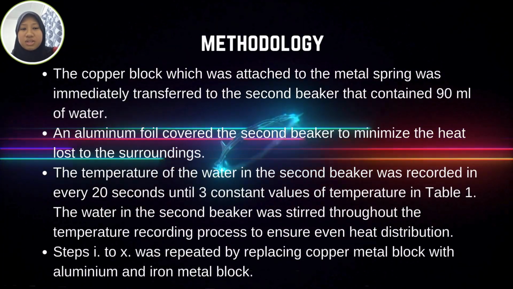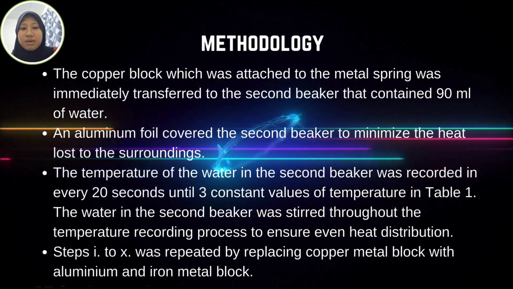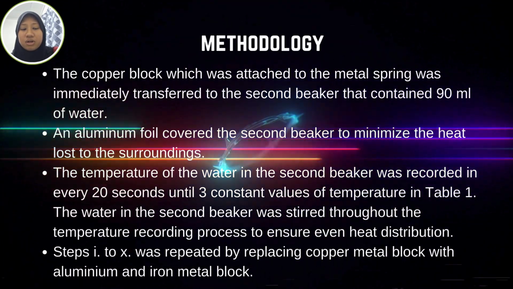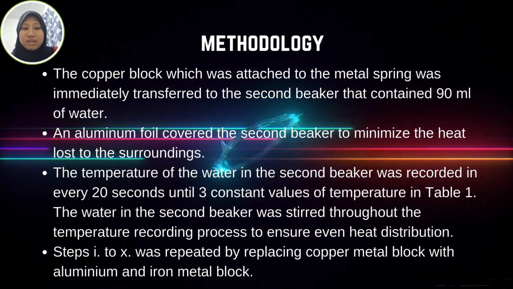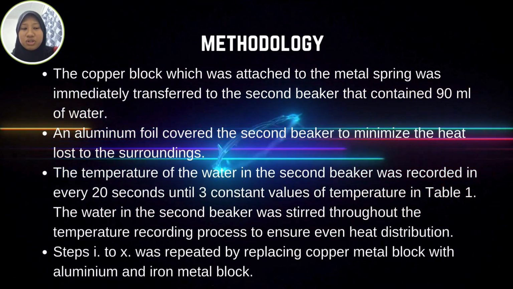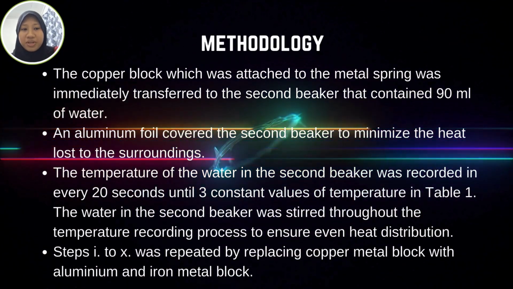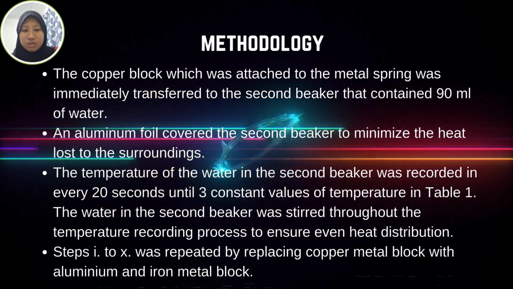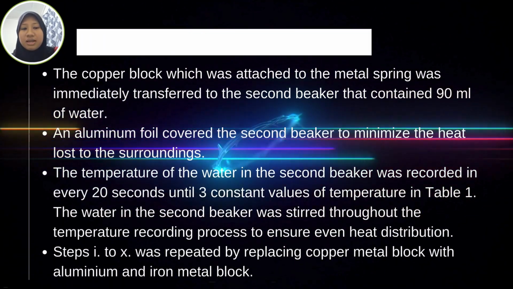The copper block, which was attached to the metal spring, was immediately transferred to the second beaker that contained 90 ml of water. Aluminium foil covered the second beaker to minimize heat loss to the surroundings. The temperature of the water in the second beaker was recorded every 20 seconds until a constant value, and entered in Table 1. The water in the second beaker was stirred throughout the temperature recording process to ensure even heat distribution. Steps 1 to 10 were repeated by replacing the copper metal block with aluminium and iron metal blocks.